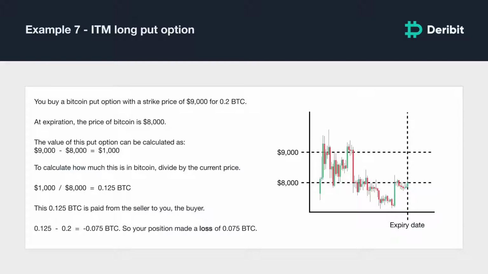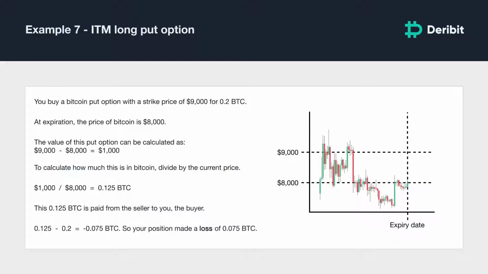As with the aforementioned call options, the price moved in the correct direction for your position, and this put option did finish in the money. However, the Bitcoin price did not move far enough to make up for the price paid for the option, and so, unfortunately, a loss was taken.